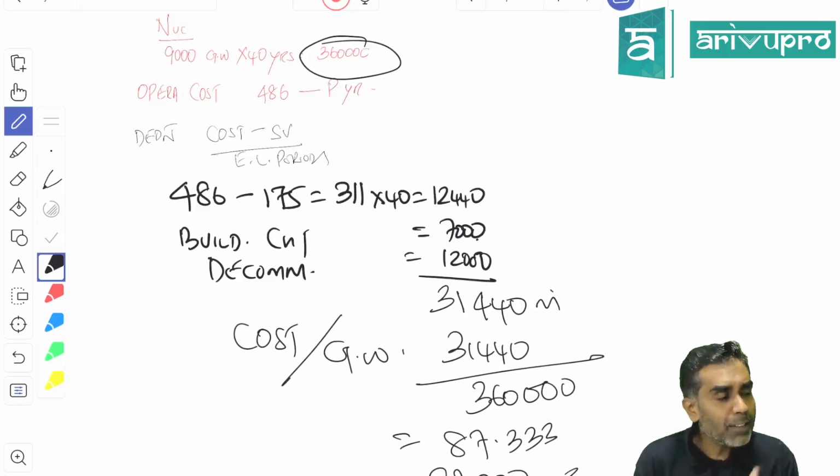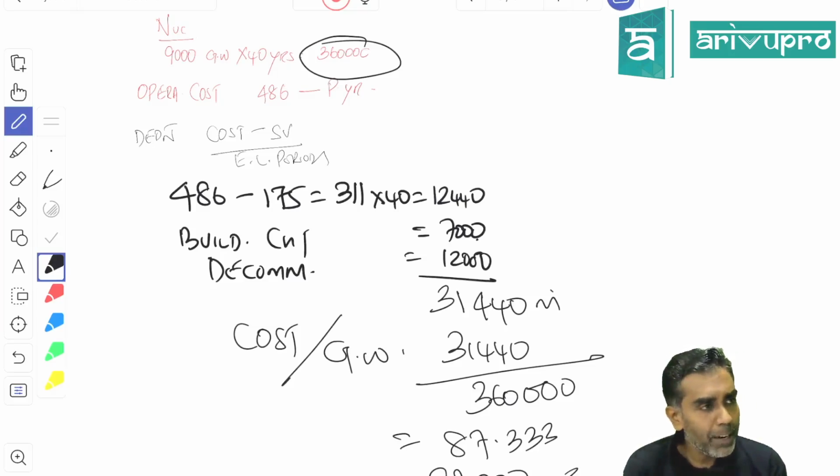And then again you will have to add 7,000 million as the building cost. Or if you are multiplying 486 times 40, don't add that 7,000 million. Then the decommissioning cost is 12,000. Altogether 31,440 million throughout the life cycle. In order to calculate the cost per gigawatt, the total number of gigawatts that you are making is 360,000. Therefore 31,440 divided by 360,000 would give you 87.333. In terms of thousands, 87,333, but they have given the nearest answer. Therefore, the nearest answer would be 87,000.